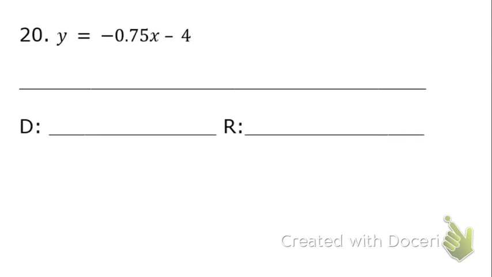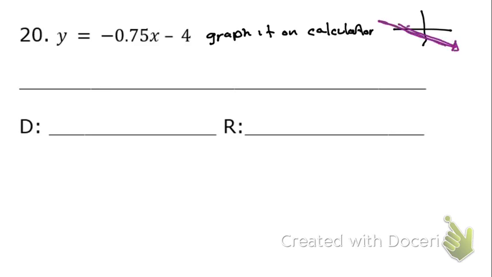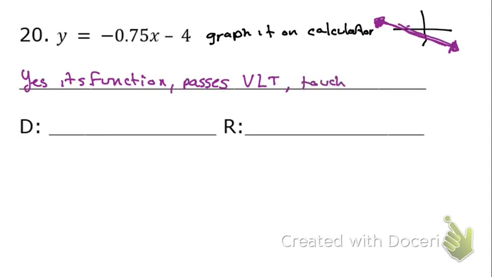So we have another equation. So if you graph it on the calculator, you get something that looks like this in this direction. And again, we need to know that if you graph it on the calculator, it automatically has arrows. So as you can see, yes, it's a function. Okay, passes the vertical line test, touches only once.